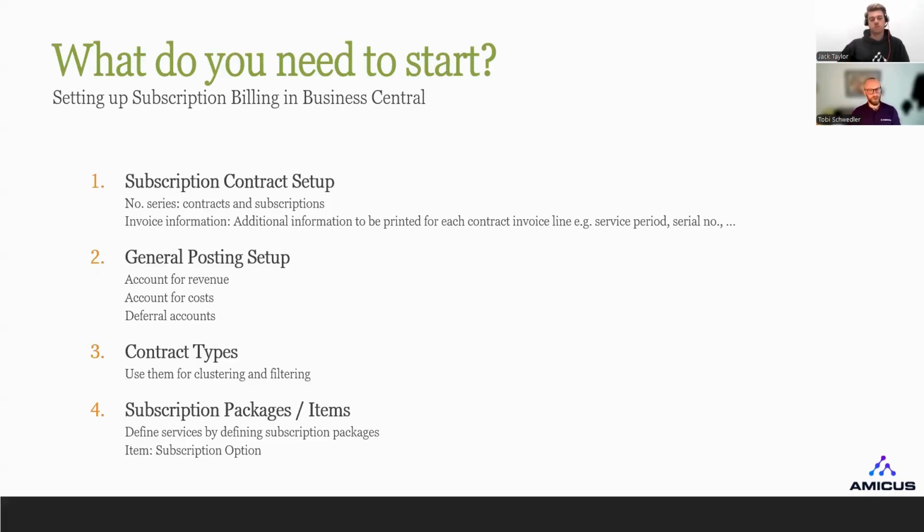And there's something about posting. The module comes with a possibility to do automatic deferrals. So you need to set up where to put the deferrals and where to get them back from. It goes for cost and revenue, so you can deal with this as well. Contract types, it's pretty simple. Classification, clustering, using them for filtering in the end or afterwards in the processing. So it makes sense to set this up for the typical types of contracts that you may be using.